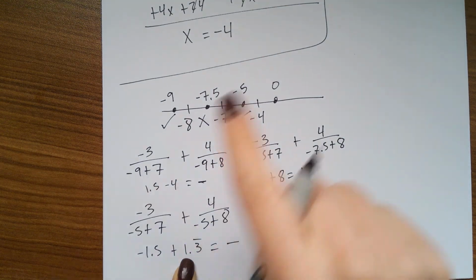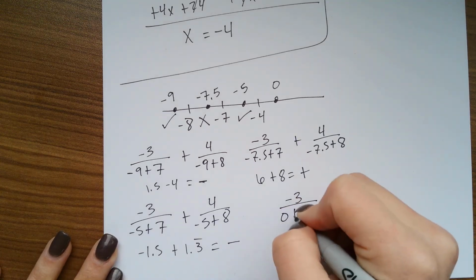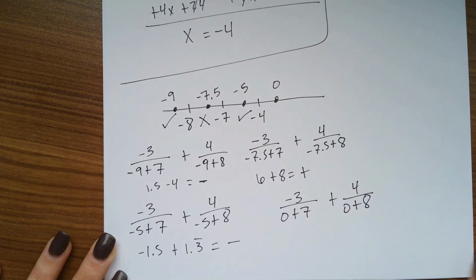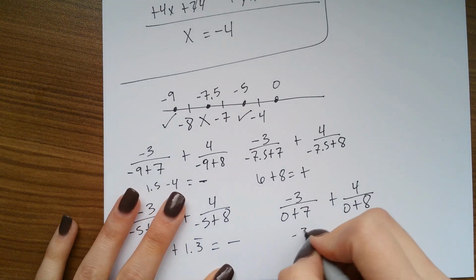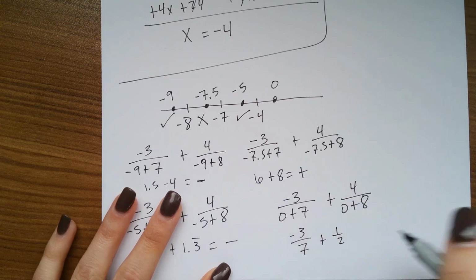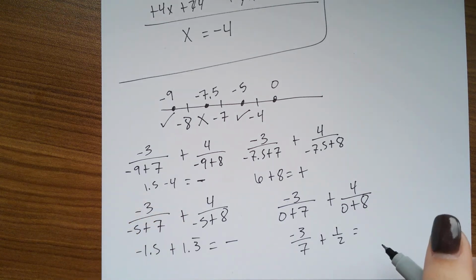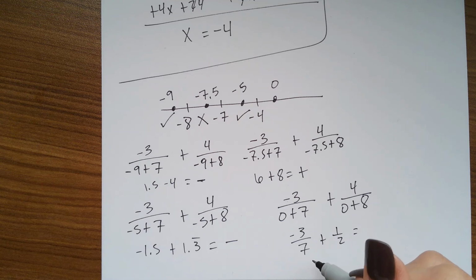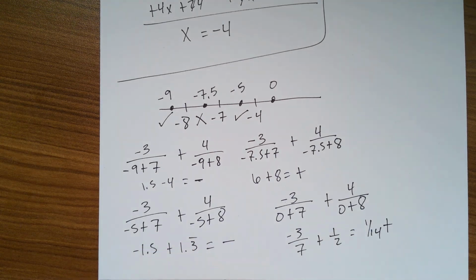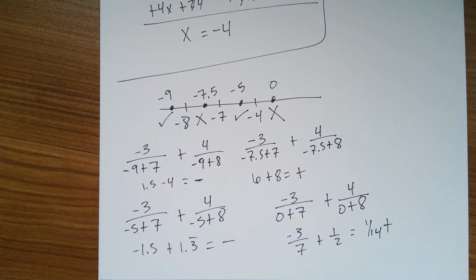And now the last one to check, my test value is 0. So negative 3 over 0 plus 7 plus 4 over 0 plus 8. Negative 3 over 7 is negative 3/7 plus 4 over 8 is a half. And negative 3/7 plus a half gives me positive 1/14. But again, it doesn't matter. It's positive. That's all I needed to know. I'm looking for negative numbers, so I know that part is not in my solution.